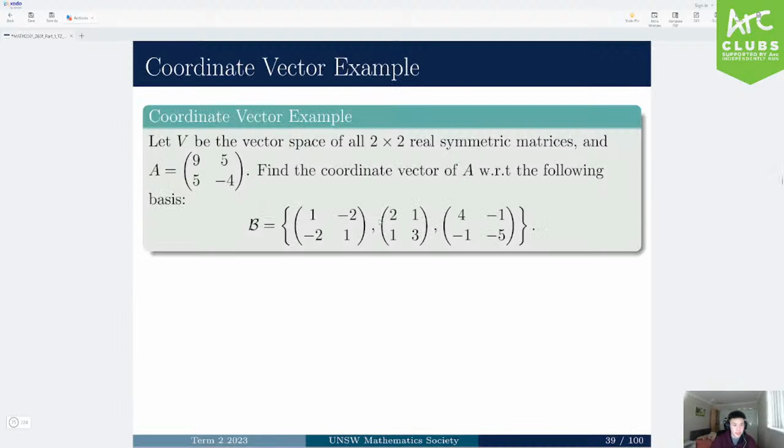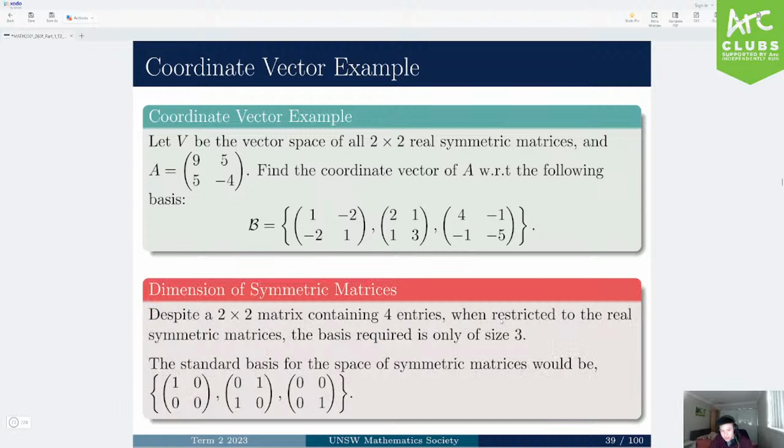Example here, let V be the vector space of all 2x2 real symmetric matrices. Okay. And we let A be this matrix here. Okay. And the question is, find the coordinate vector of A with respect to the following basis here. Okay. Now, the general approach, again, to finding the coordinate vector is we want to write this vector A, sorry, I should be saying matrix, we want to write this matrix A as a linear combination of these three matrices. Okay.